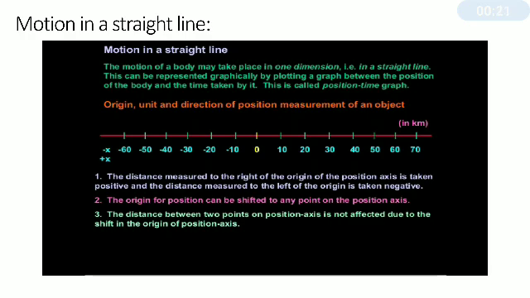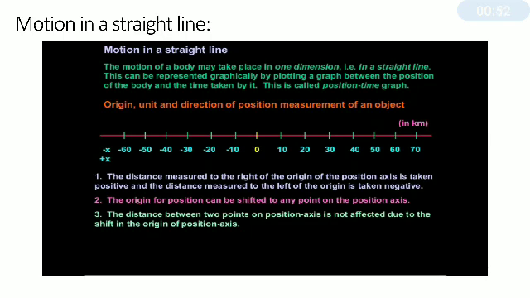This can be represented graphically by plotting a graph between the position of the body and the time taken by it. This is called position time graph as shown below. Now, the things to be noted down here is first, the distance measured to the right of the origin on the position axis is taken to be positive and the distance measured to the left of the origin is taken to be negative. As you deal with number line, the origin here is represented by 0.